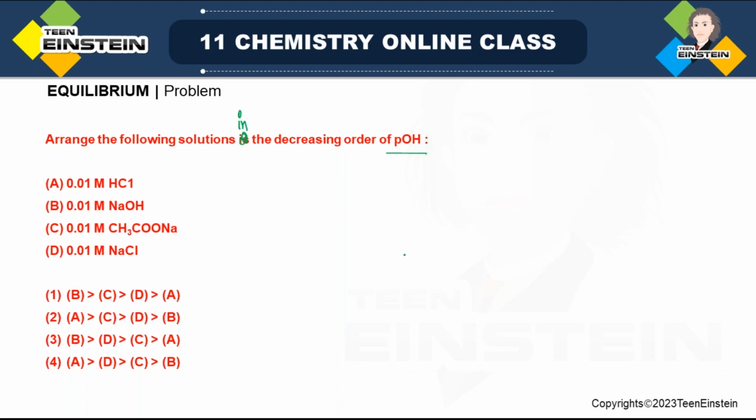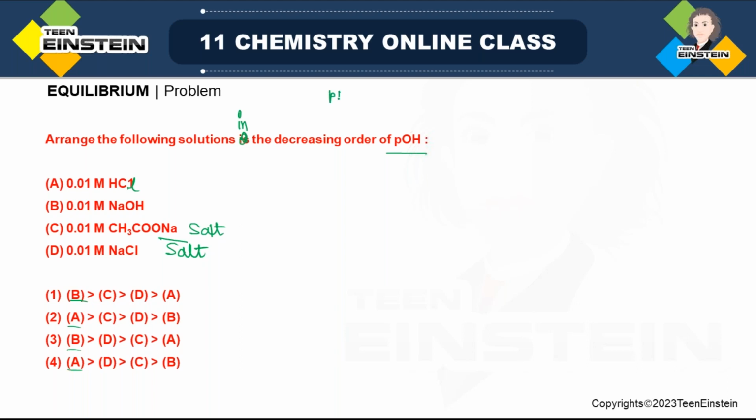Okay, so we have to focus on hydroxide ion concentration for all these 4 solutions. So the first solution is 0.01 molar hydrochloric acid, then 0.01 molar NaOH. Then we have in the third option sodium acetate. Now this is not a salt, this is a salt, it is not an acid or base. Then again we have a salt, right? Now according to decreasing order, the first value is the one giving highest pOH.